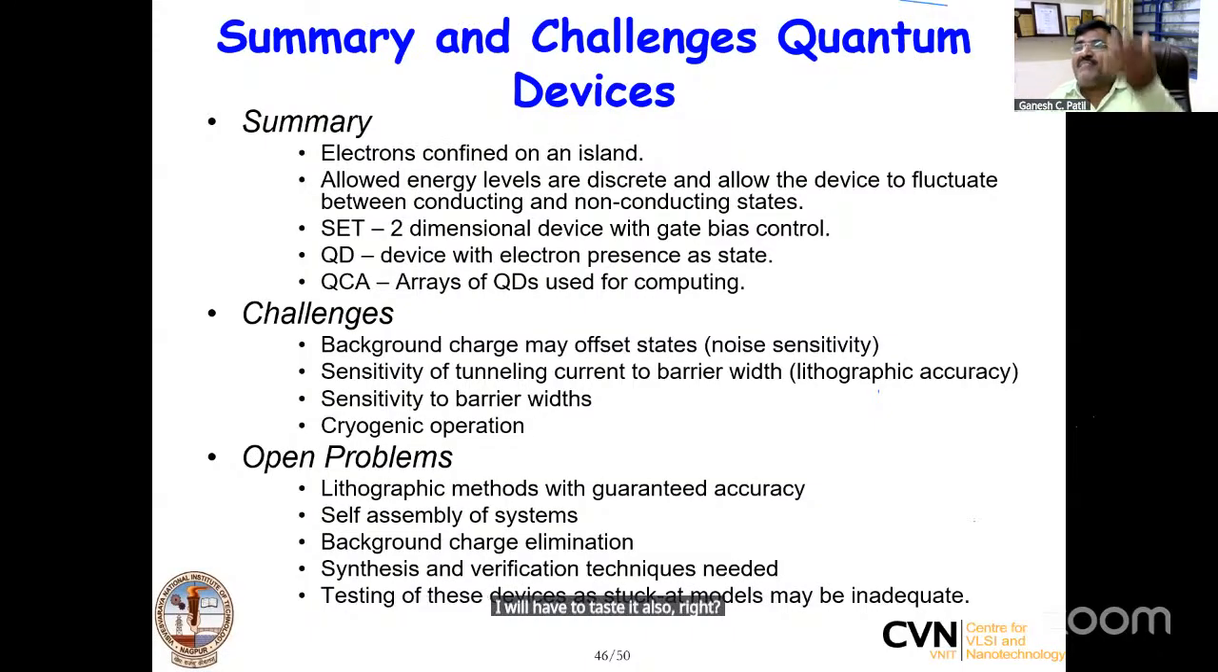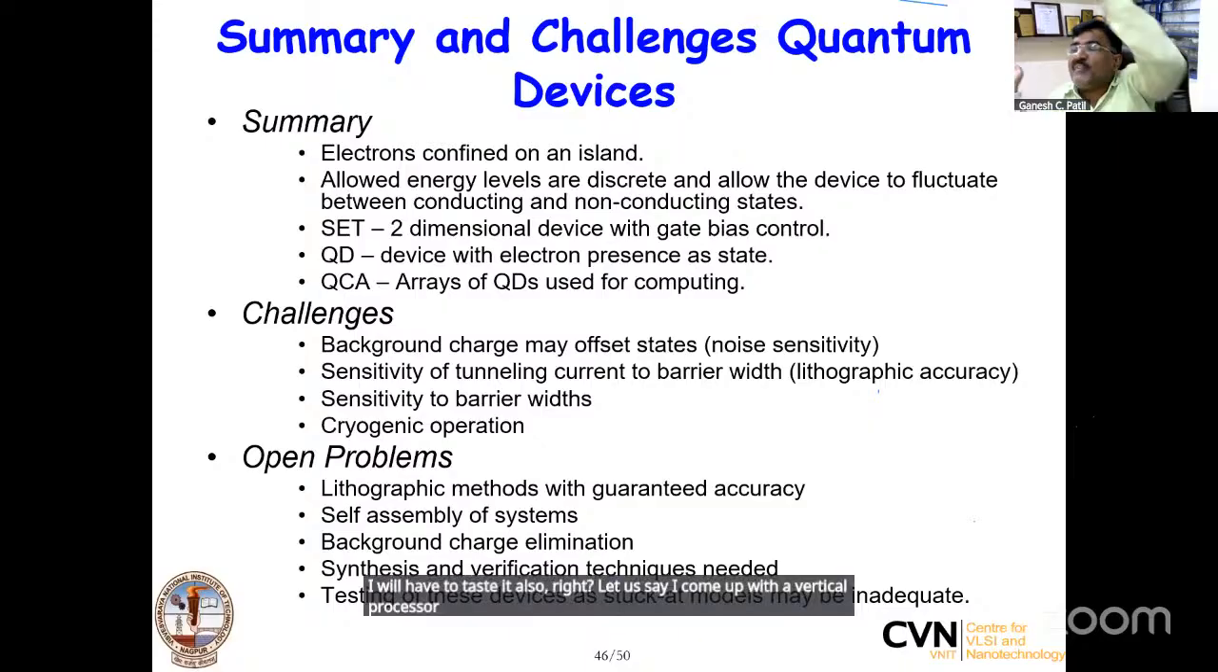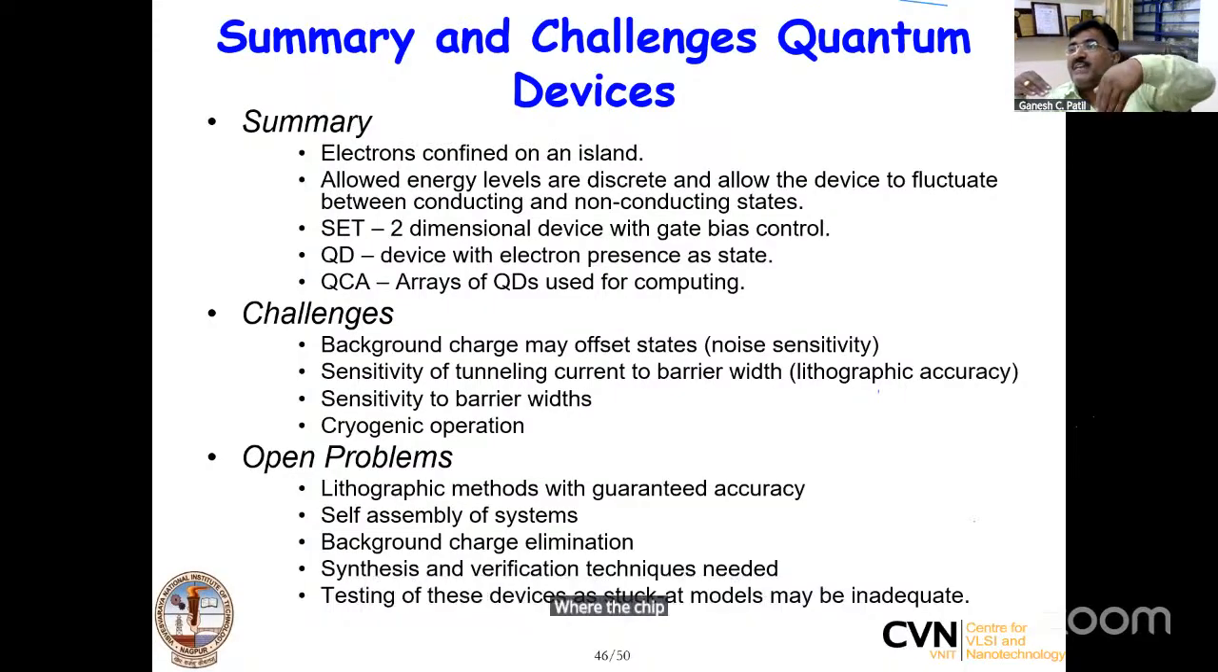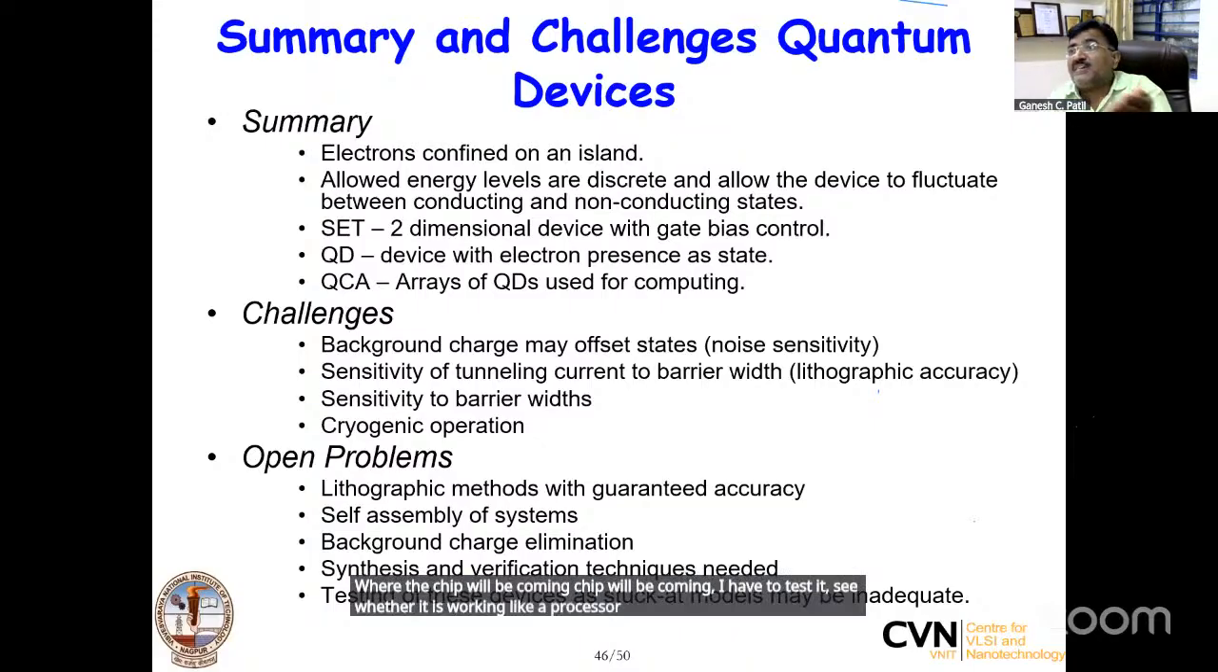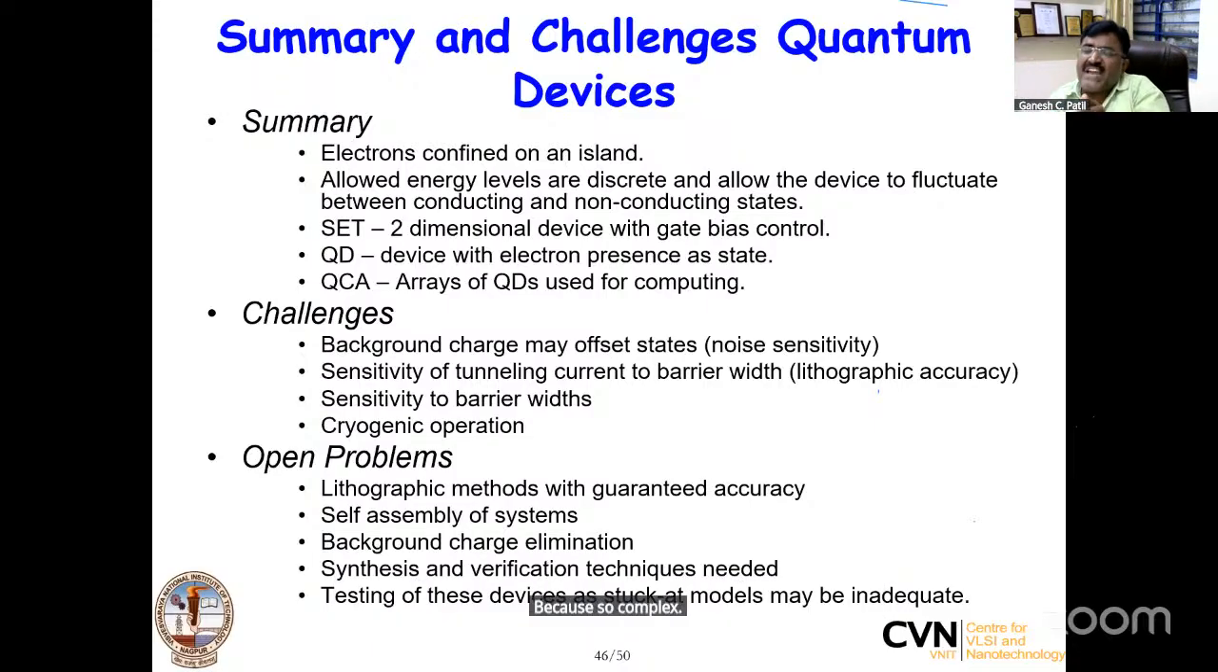Let us say I come up with a dual core processor today. I will send it to the foundry for tape out. But when the taped out chip comes back from the foundry, I'll have to test it. I'll have to assure myself that the design I sent for tape out works like the processor I sent for fabrication, or not, right? So in the silicon VLSI domain now, the upcoming challenge would be testing, because we are developing such complex device architectures and making integrated circuits, but how to test them?